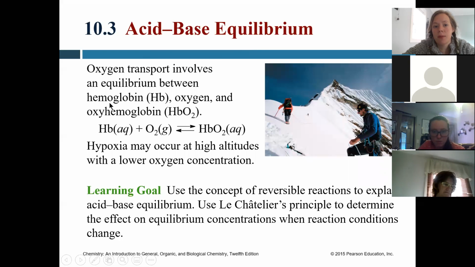It also happens here, where we have hemoglobin combining with oxygen in the bloodstream to produce oxyhemoglobin. If we get into a situation where we don't have enough oxygen, this equation will rush in this direction and we lose that oxyhemoglobin, which is what gives us altitude sickness.